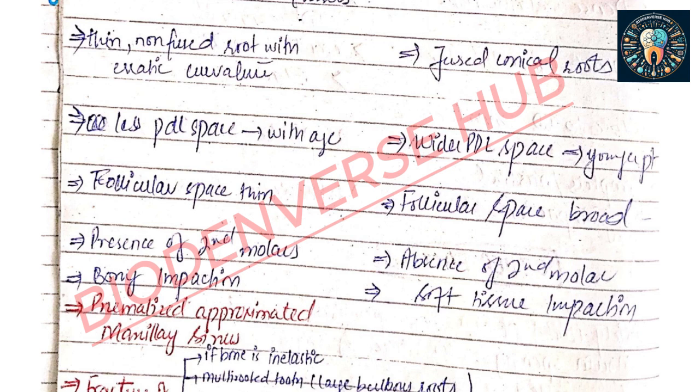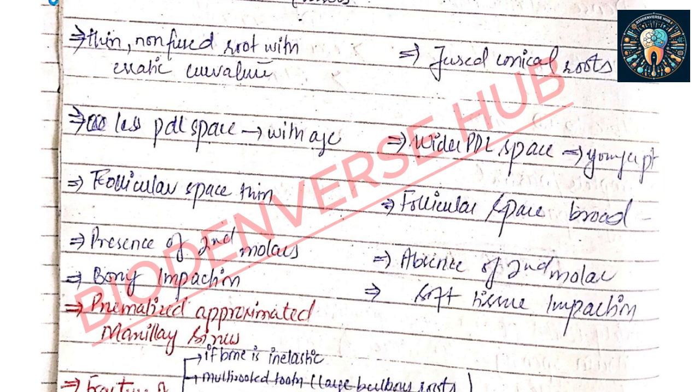Now, regarding the presence of second molars, we have two cases. In the first case, the second molars are present, so definitely you will have a problem regarding access, and it will also hinder your access. In that case, it will be relatively difficult to remove that impacted third molar in comparison with the one in which the second molars are absent.